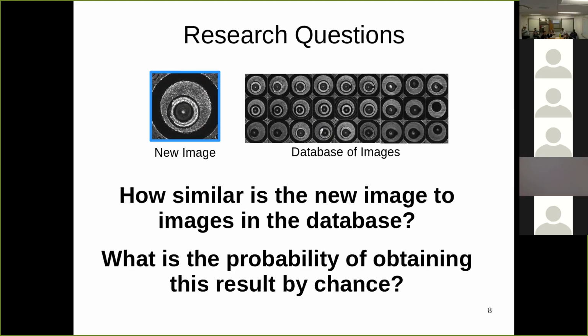So we ask the question, what is the probability of obtaining this result by chance? In particular, we're interested in the probability of getting a higher similarity if the two images are not a match. But for today's talk, I'm just going to focus on the first question. So I'm going to be mainly talking about similarity scores.